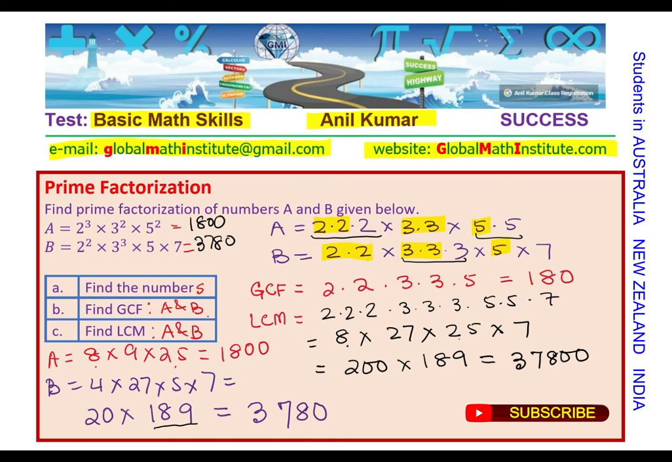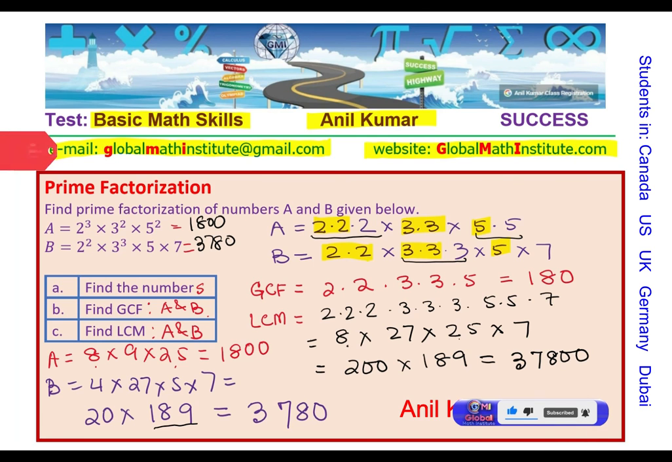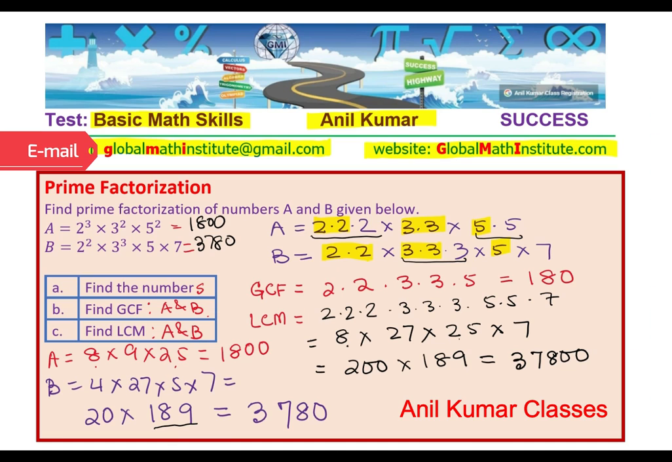You get the idea. So that is how we can find LCM and GCF from prime factorization of such big numbers. I hope you understand this strategy.